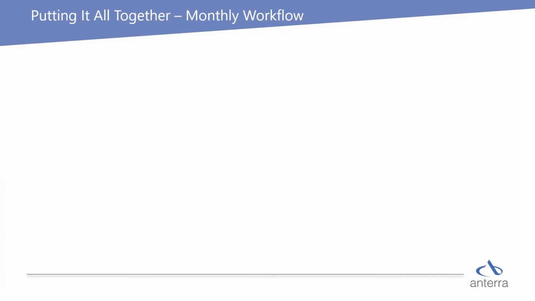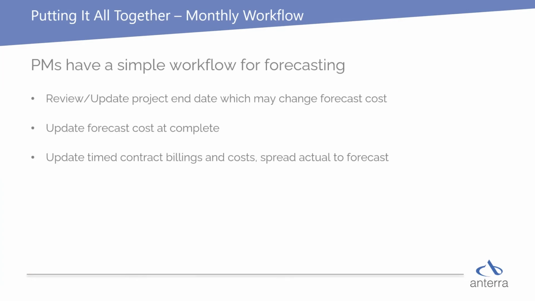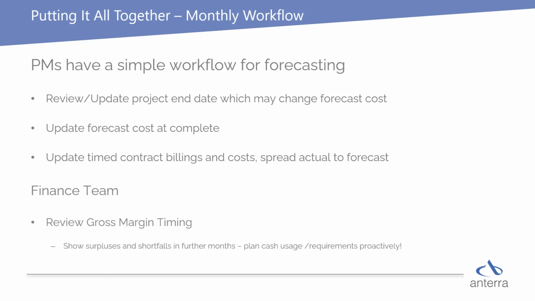Project managers update the project dates if required. Update the forecast cost at complete. Spread the difference between last month's actual results and their S-curve over the remaining months of the project. Finally, the finance team can review the gross margin for future months and be aware of months whose margin doesn't cover the overhead and thus can plan cash usage accordingly.